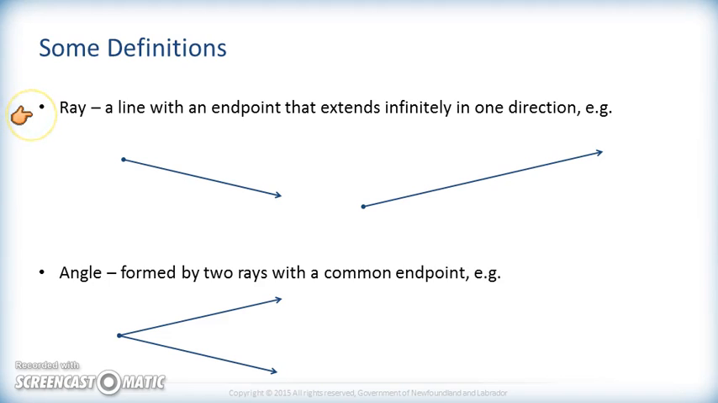Some definitions. A ray is a line with an endpoint that extends infinitely in one direction. For example, we have an endpoint here, and this ray extends down to the right, whereas the endpoint of this ray is right here, and it extends upward to the right. An angle is formed by two rays with a common endpoint. That common endpoint is usually known as the vertex, and the two rays usually extend in different directions to form the angle. One exception to that might be, for example, a 0-degree angle where the two rays would extend in the same direction.